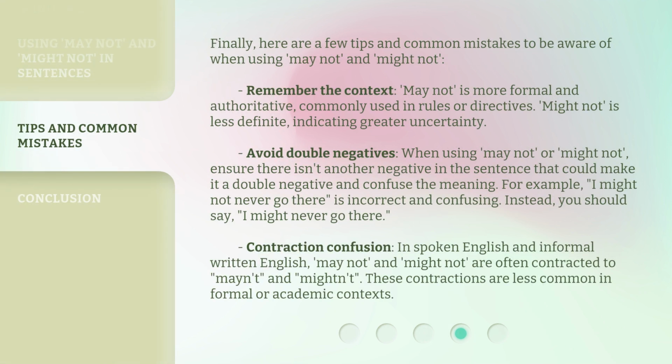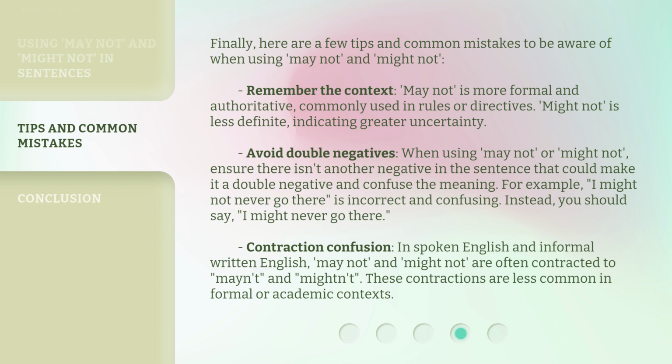Finally, here are a few tips and common mistakes to be aware of when using may not and might not. Remember the context. May not is more formal and authoritative, commonly used in rules or directives. Might not is less definite, indicating greater uncertainty.